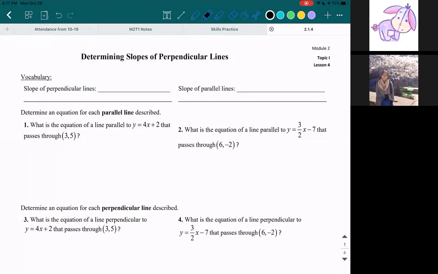So the slopes of perpendicular lines are opposite reciprocals of each other. So that means, in parentheses, I'm going to put product is -1. So if you were to multiply them together, you would get -1. Let me give you an example of a pair of opposite reciprocal slopes.